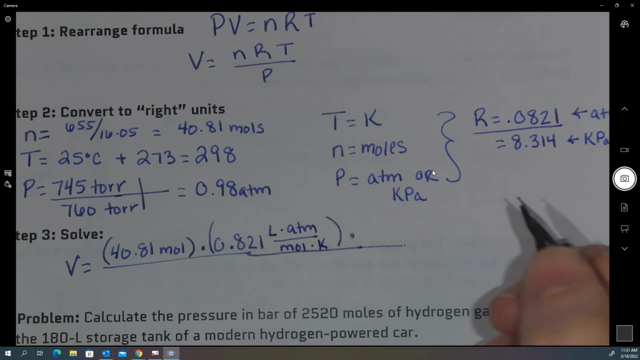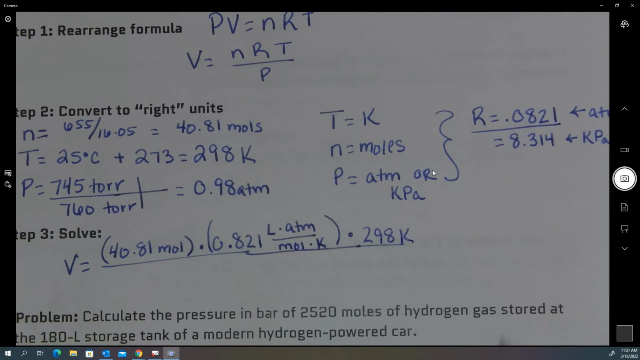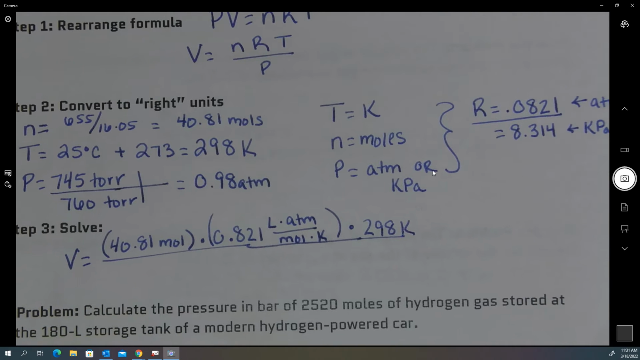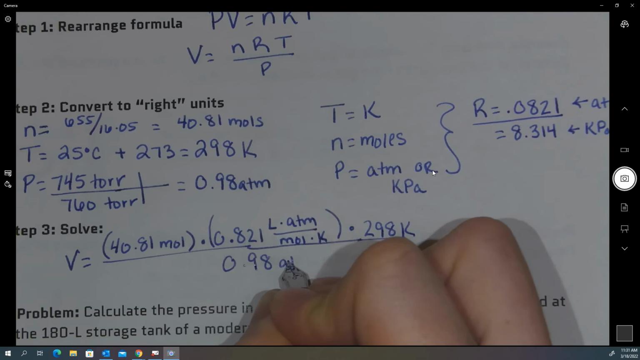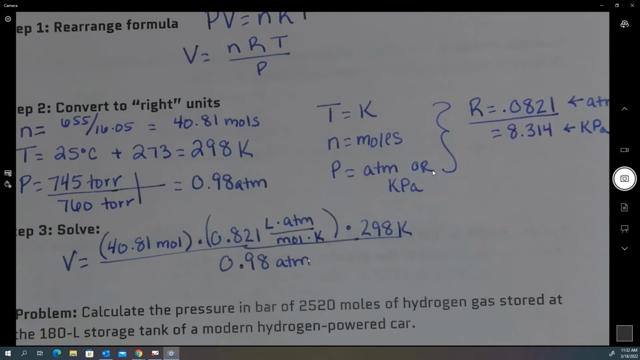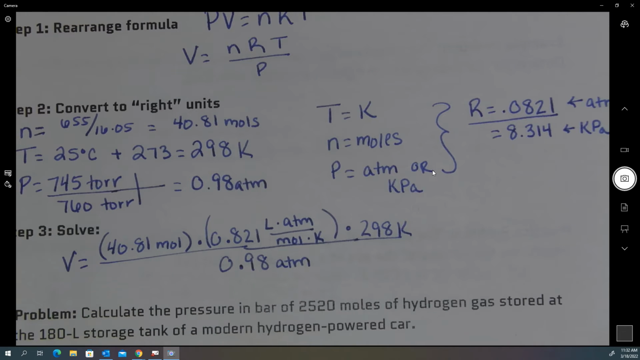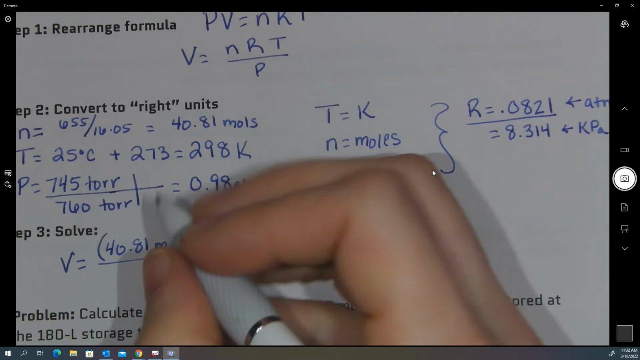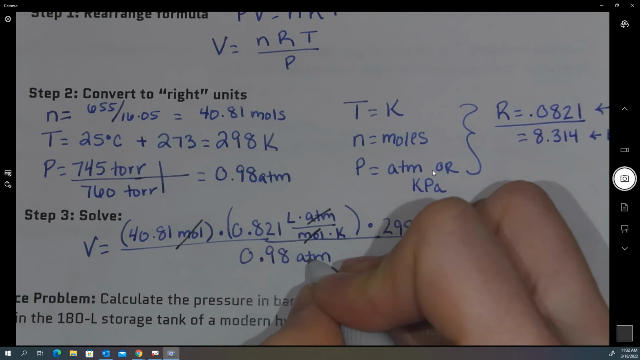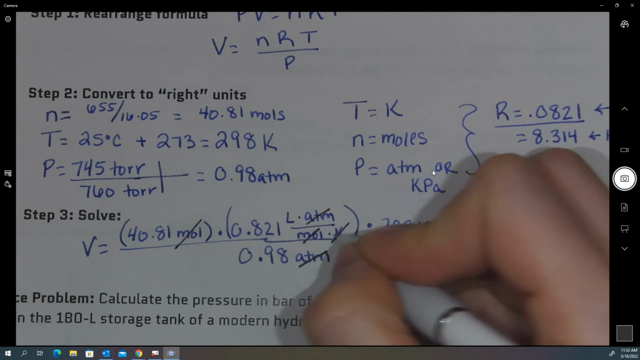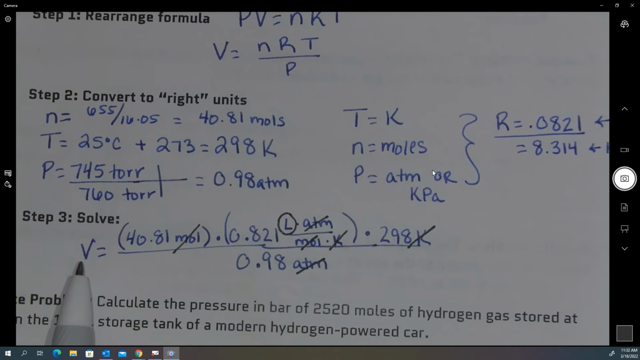Next, we have temperature. Our temperature is 298 Kelvin. And on the bottom, we've got our pressure, which for this one is 0.98 ATM. Let me show you how all of this is going to cancel out with our R value. Mole will cancel out with the mole underneath. ATM up top is going to cancel out with the ATM down below. And Kelvin is going to cancel out with Kelvin, leaving us with the unit of liters, which is the unit we want for volume.